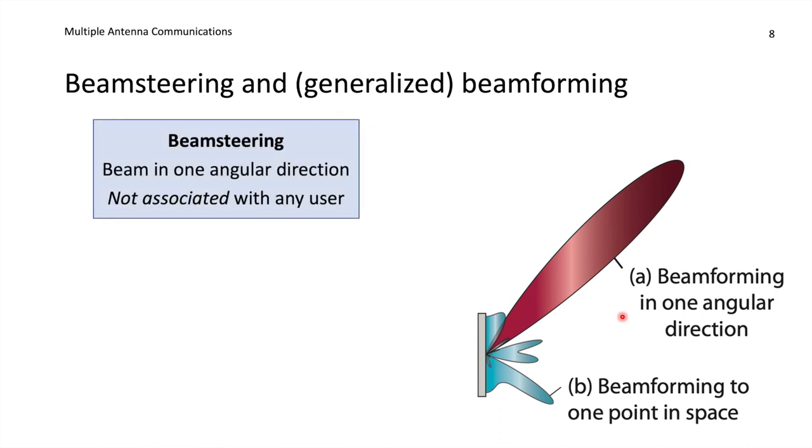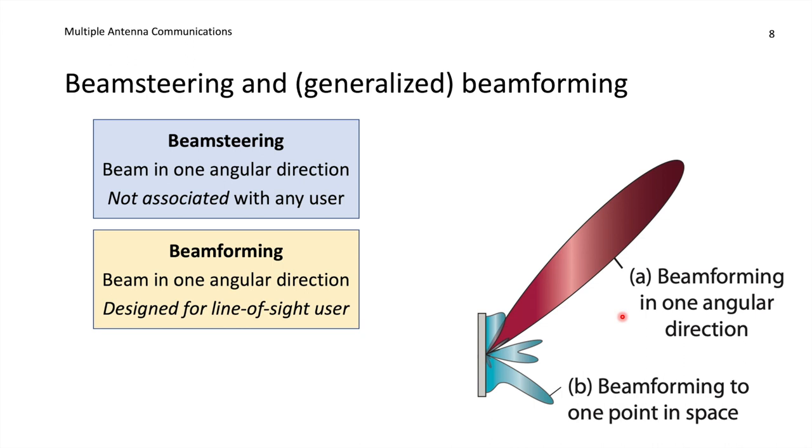Beam steering means that we are, from our base station, steering a beam, creating a beam in one angular direction. But it's not associated with a particular user, it's rather associated with a particular location. In rural areas where most of the users are located along some roads, for example, we can steer the beams towards those locations. We don't know where the users are, but we know statistically that the people will be there. And this will then enable us to, on the average, get stronger signals on the location where the users are likely to be.